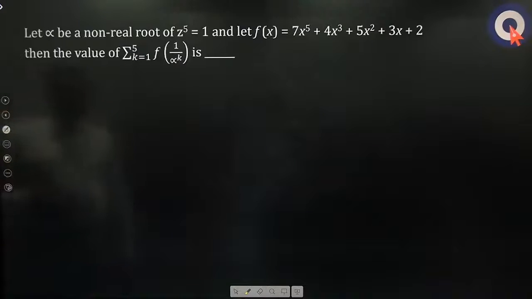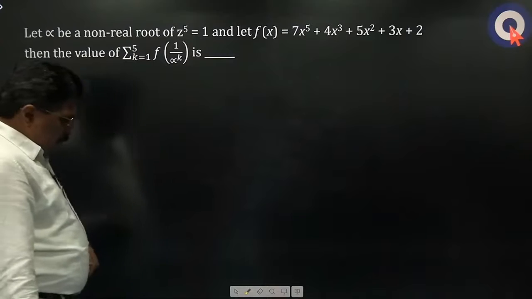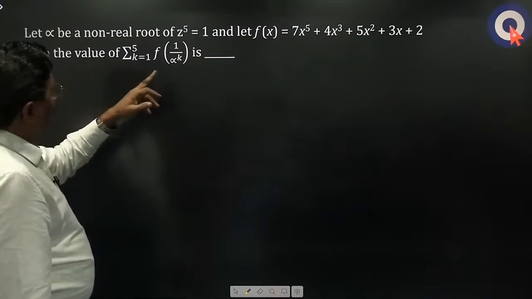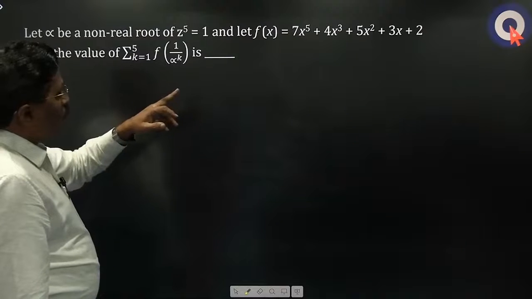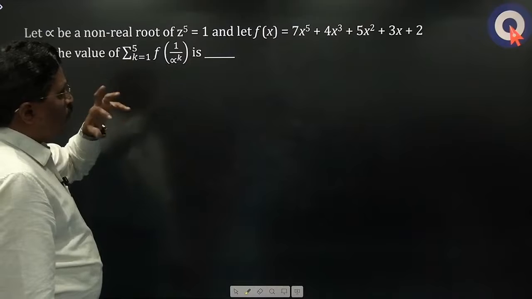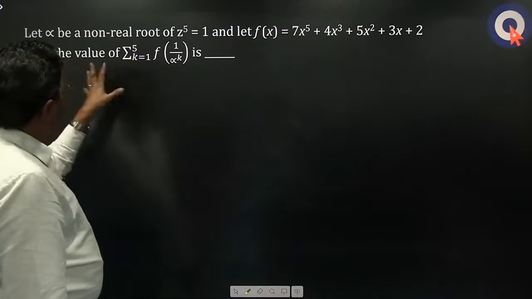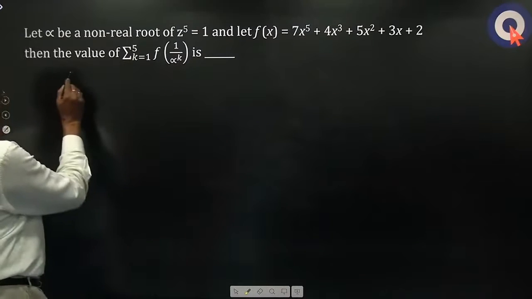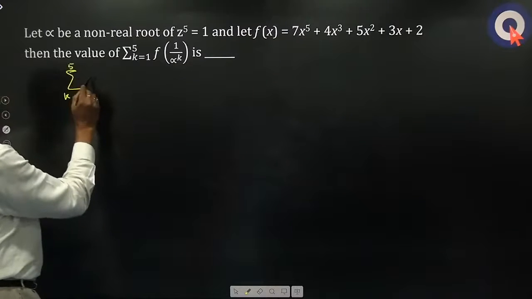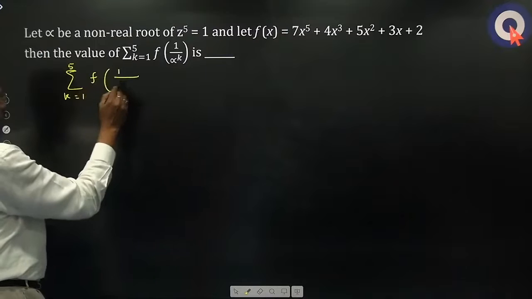It's an interesting question. Let alpha be a non-real root of z power 5 is equal to 1, and let f(x) is equal to a polynomial 7x power 5 plus 4x cube plus 5x square plus 3x plus 2. Then the value of sigma k is equal to 1 to 5, f of 1 by alpha power k.